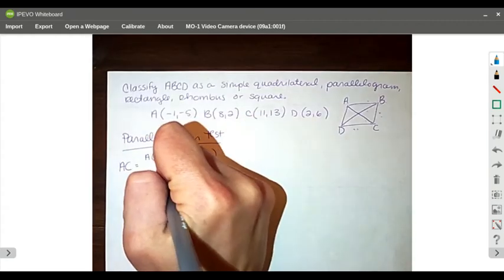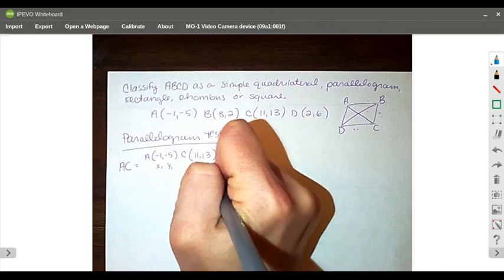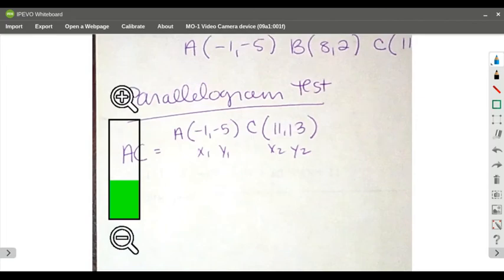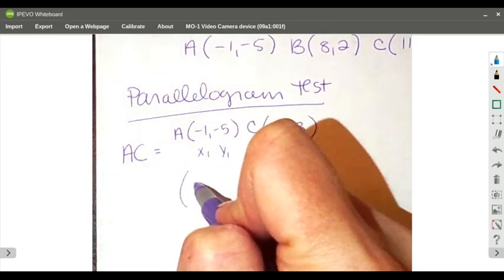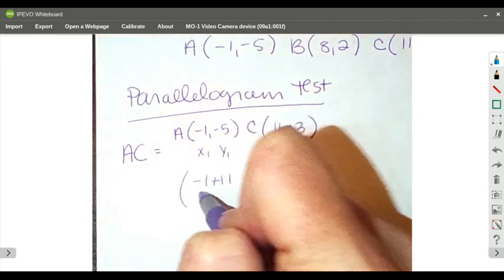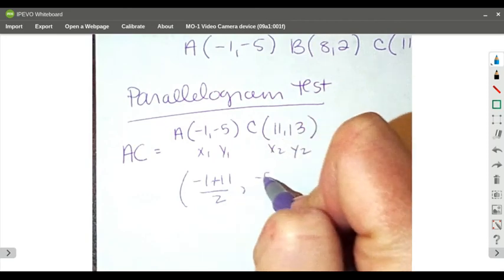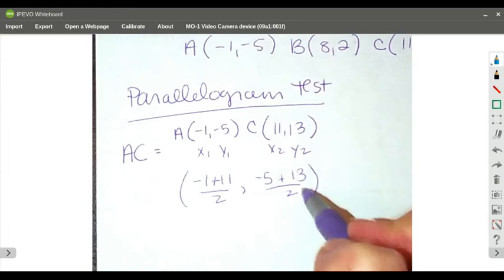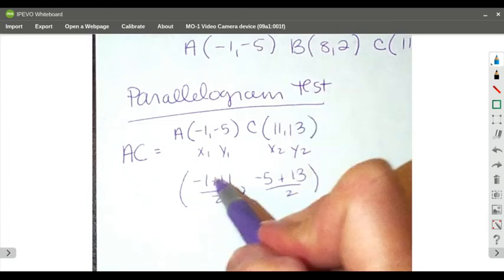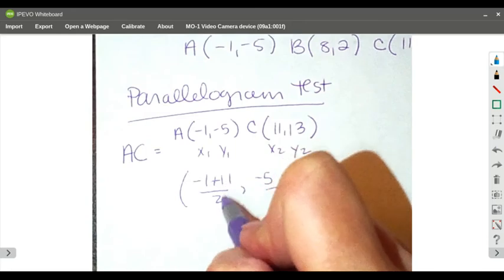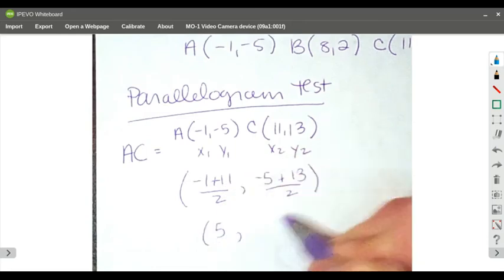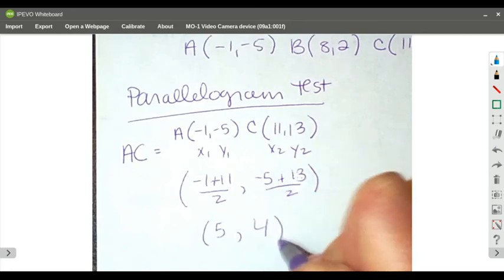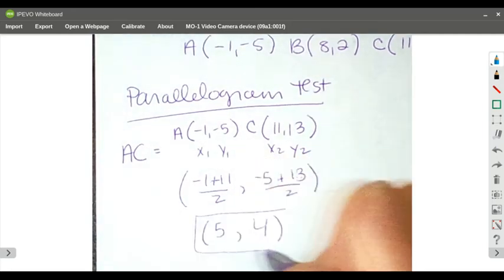So I'm going to label x1, y1, x2, y2. Let me zoom in a little bit so you can see better. So the midpoint formula is x1 plus x2 over 2, comma, y1 plus y2 over 2, in parentheses. Whoops. So then you do the tops. So -1 plus 11 is 10. 10 divided by 2 is 5. -5 plus 13 is 8. 8 divided by 2 is 4. So the midpoint of AC is 5, 4.